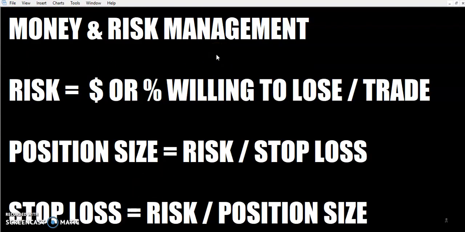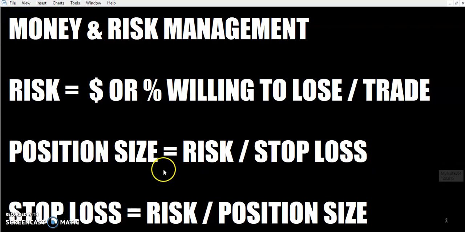Once again, for those of you just tuning in, and for those of you who've been tuning in on a regular recurring basis, risk, it's really simple. It's the amount of money or the percent of your account that you're willing to lose per trade. Because on any given trade, you don't know if it's going to be a winner or loser. But by having a set risk amount per trade, it will give you the confidence to click that mouse button and enter that trade when you're supposed to.